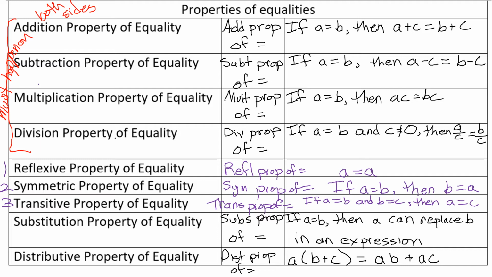So reflexive has 1 equal sign, symmetric property has 2 equal signs, transitive property has 3 equal signs. Again, if you need to pause at this point because you aren't caught up with me taking notes, go ahead and pause until you have completed this chart.